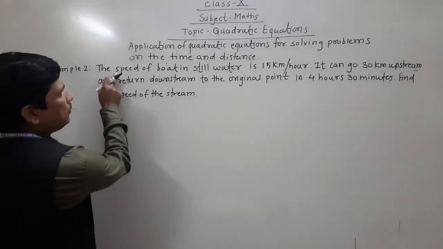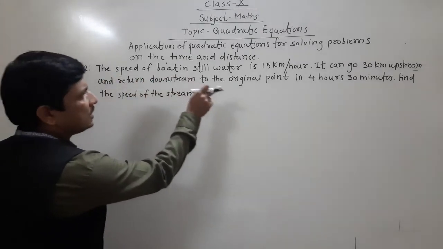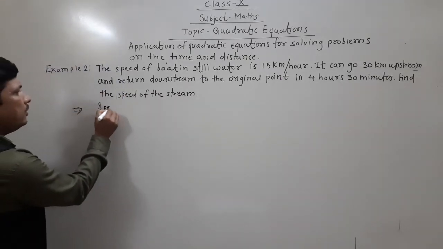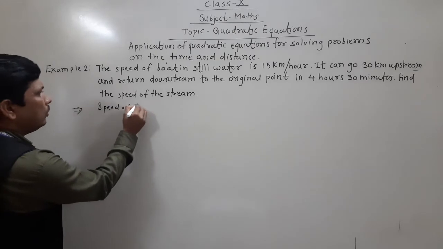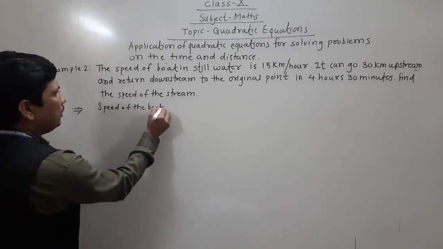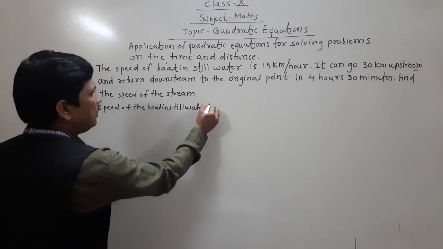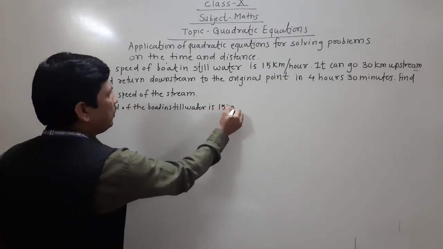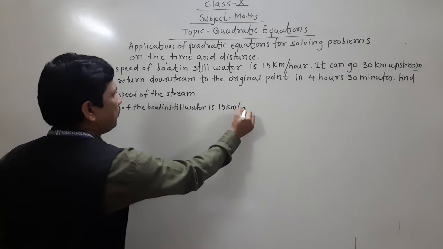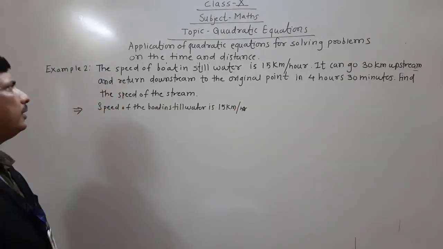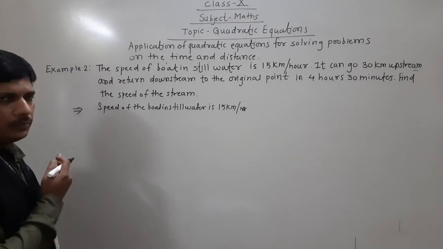What is given here? Which speed is given? The speed of the boat in still water. So that is the given thing. So we will mention here: speed of the boat in still water is 15 km per hour. It can go 30 km upstream and 30 km downstream.